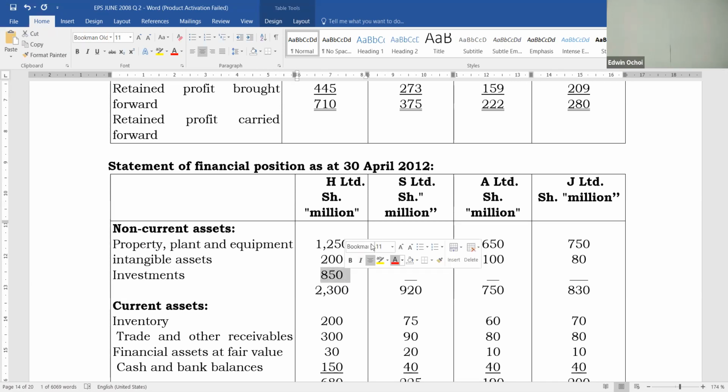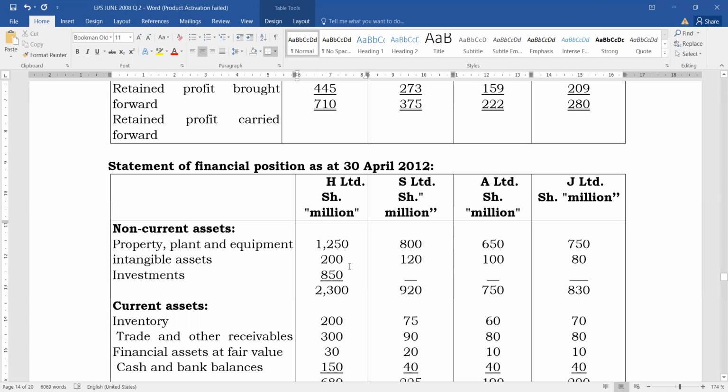But down there, when we added the investment, which figure were we having? It was 750. So there is a difference of 100. Where is this difference of 100 coming from? Because it's supposed to be the same. I said that H is the one which invested in these three entities. That is why you see the investment here is under the parent, which is H.